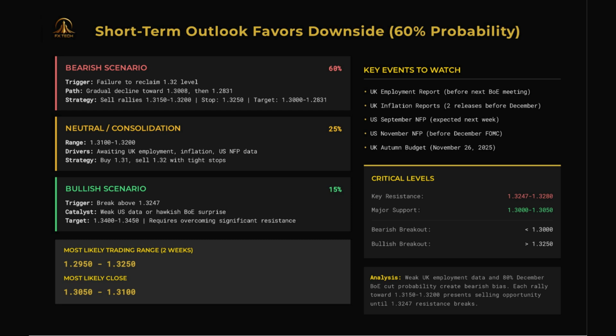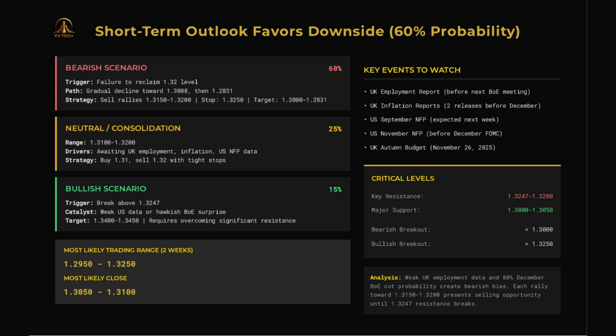The neutral consolidation scenario carries a 25% probability, with the pair trading between 1.3100 and 1.3200, while awaiting UK employment, inflation, and US NFP data. The bullish scenario has just a 15% probability, requiring a break above 1.3247, catalyzed by weak US data or a hawkish BOE surprise. Key events to watch include UK employment and inflation reports, US September and November NFP, and the UK autumn budget on November 26th.